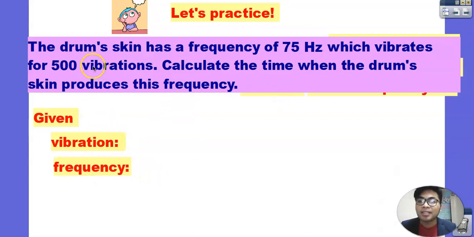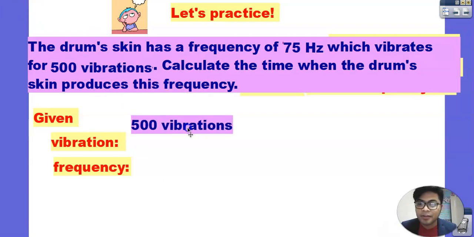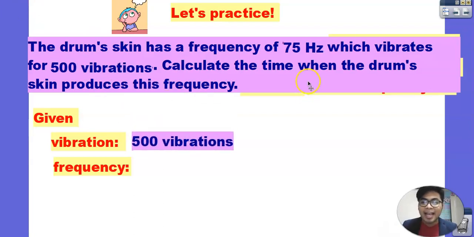So the vibration is 500 vibrations, and the frequency is 75 hertz. So we need to solve here for the time it takes for the 500 vibrations to produce a 75 hertz sound.